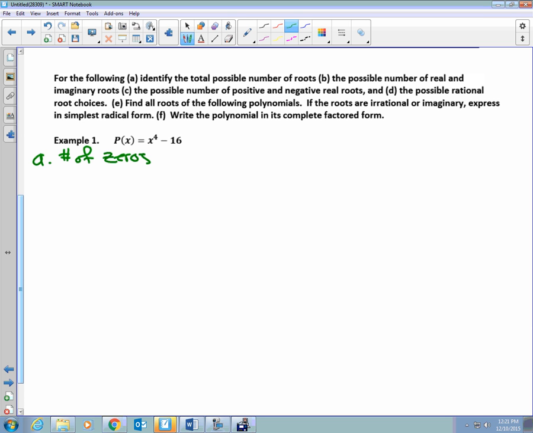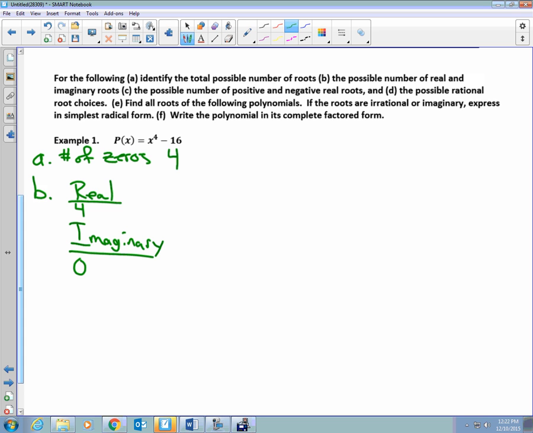Number of zeros or number of roots? How many are there? There are 4. So that would say that there are a total of 4 complex roots, okay? The question is how many of them are real and how many of them are imaginary? If I have a total of 4 solutions, how many of them might be real? 4. If I had 4 real, how many imaginary would you have? You would have 0.